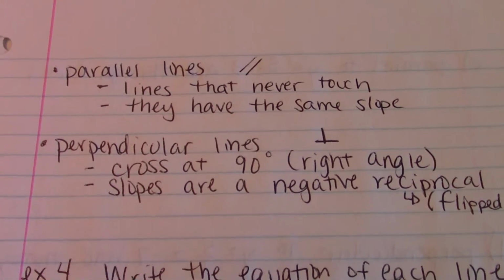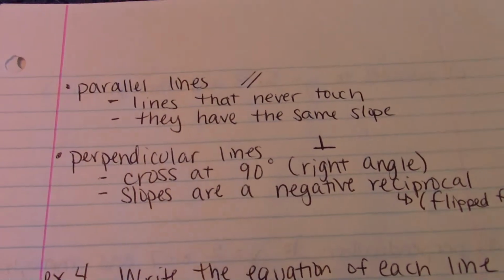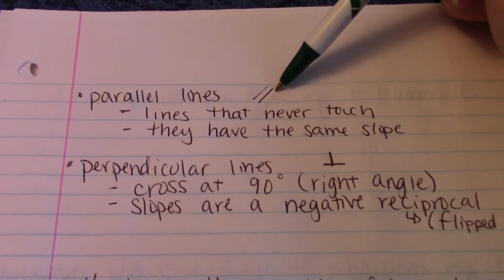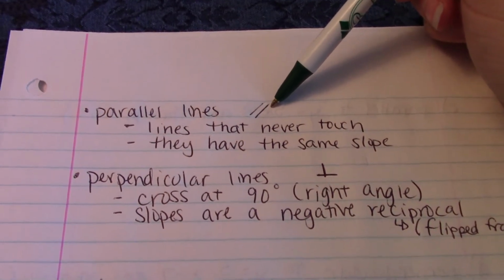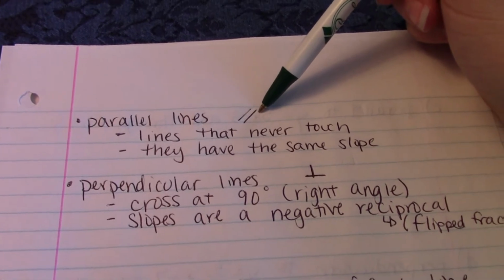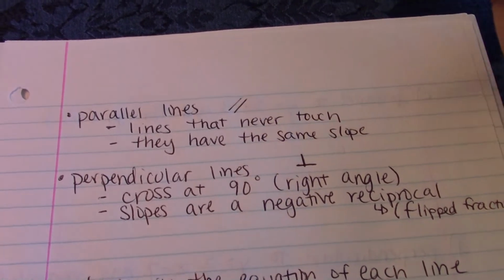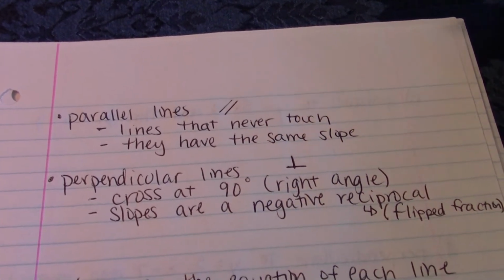Our final thing for today are parallel lines. Parallel lines in geometry are marked by two lines that are side by side because they are lines that never touch, so they look like railroad tracks. What is key for today is that the parallel lines have the same slope.